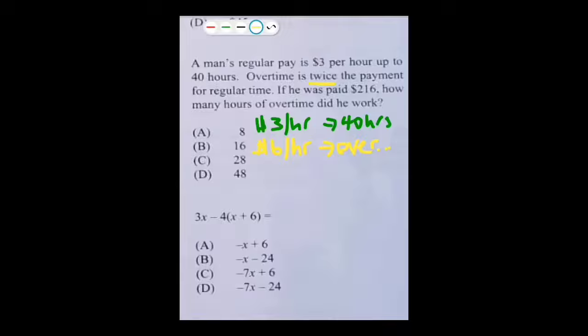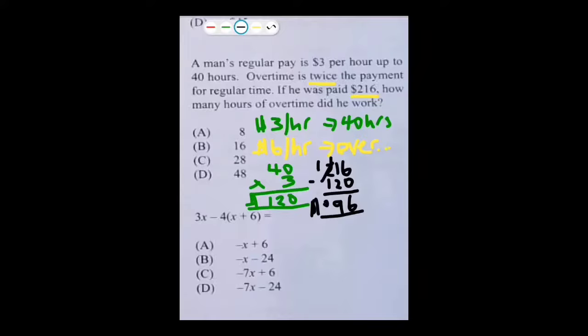Now, to find how much he's being paid for the 40 hours, we need to multiply the 40 hours by $3 per hour. And then we'll find out how much he got paid for his regular hours. So 40 multiplied by 3 would give us 3 times 0 is 0, 3 times 4 is 12. So that's $120 for regular pay. He was paid $216. So we need to subtract the regular pay from the $216 to know how much he was paid for overtime. Subtracting that, we will have $96.